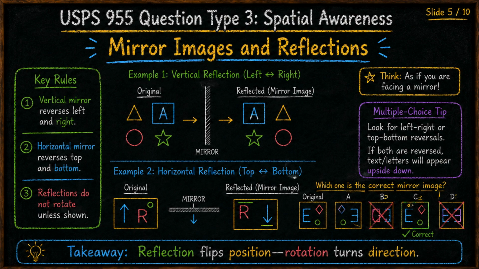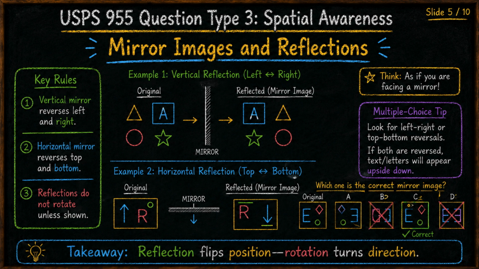If a letter or symbol is asymmetrical, it may appear reversed. A horizontal mirror reverses top and bottom. Something above the mirror line appears below it. Something below appears above it. The important rule is this: a reflection does not rotate the object unless the question shows a rotation. It flips position across the mirror line. That means the object's orientation changes in a specific way.